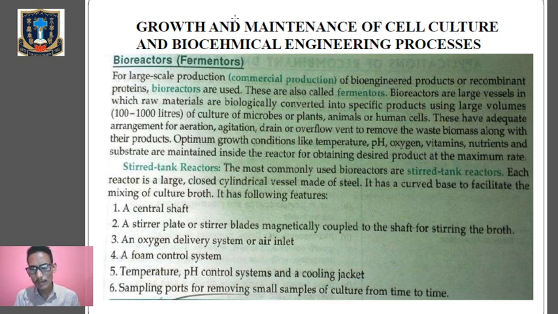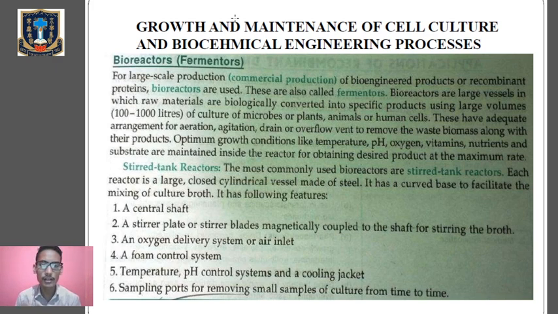These have adequate arrangements for aeration. There will be proper space for the air. There will be a proper process for agitation to mix the materials. There will be a drain or overflow vent to remove the waste biomass along with the products. So optimum growth conditions like temperature, pH, oxygen, vitamins, nutrients, and substrate are all maintained within the bioreactor. So let's go through the stirred tank bioreactor.